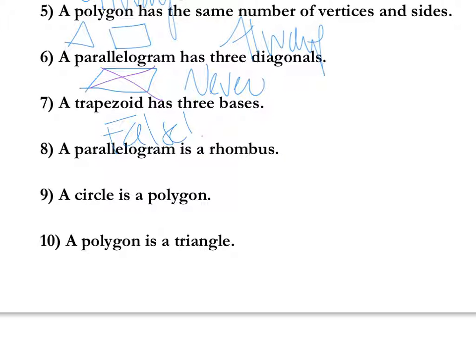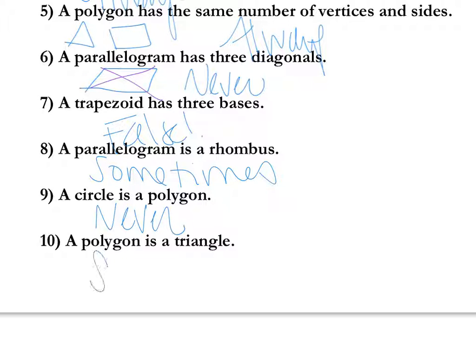A parallelogram is a rhombus. It's true that a rhombus is a parallelogram, but a parallelogram doesn't have to be a rhombus. It could be a rectangle if it wanted to be. So this is only sometimes. Number 9, a circle is a polygon. That would be never because it doesn't have straight segments. And then a polygon is a triangle. This is sometimes. Yes, a triangle is always a polygon, but a polygon could also be a square, a rectangle, a rhombus, and so forth.